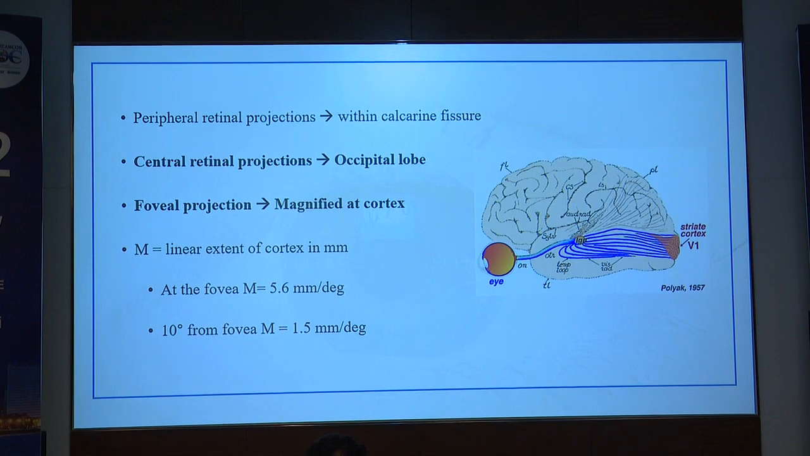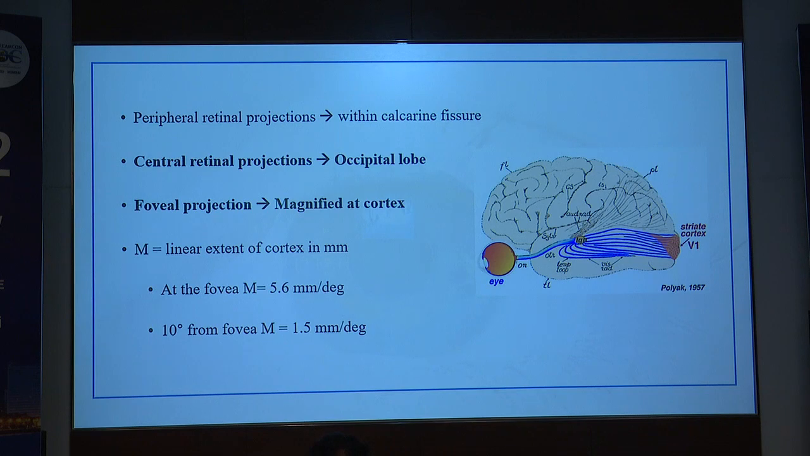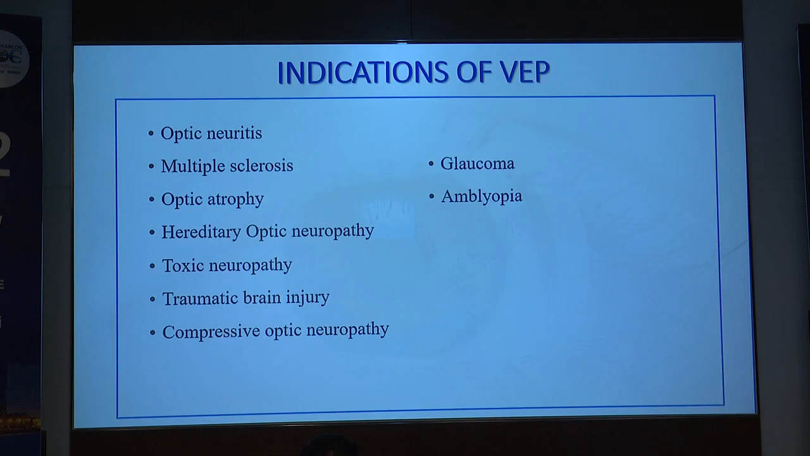Now, the peripheral retinal projections are within the calcarine fissure, but the central retinal projections go to the occipital lobe. The foveal projection is magnified at the cortex, and at the fovea, the linear extent of the cortex is around 5.6 mm per degree, while 10 degrees away from the fovea, it becomes only 1.5 mm per degree.